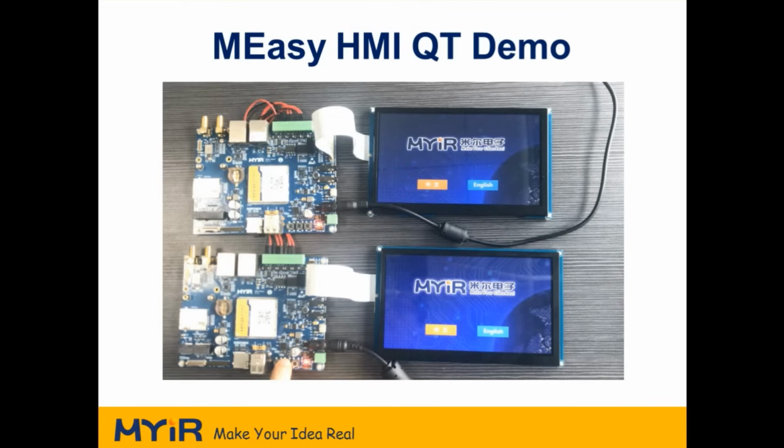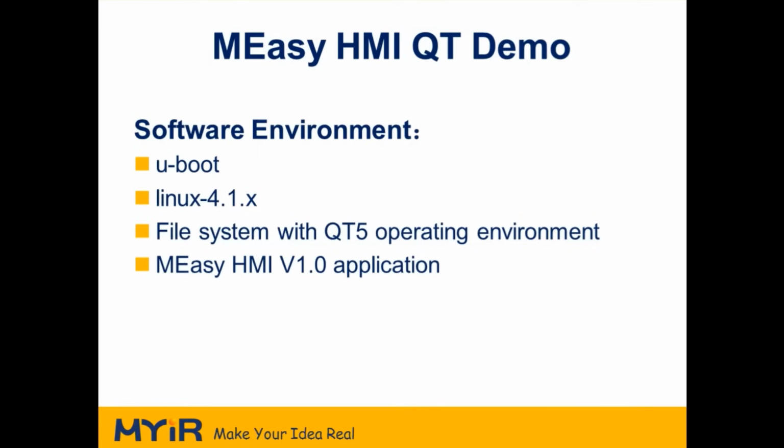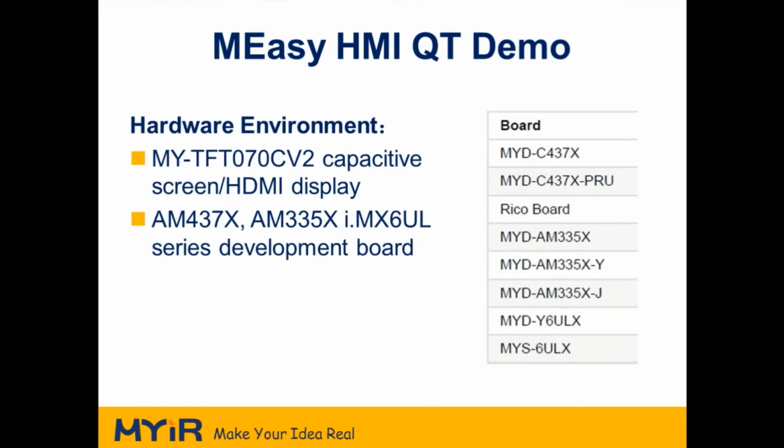Before starting the demo, let's take a look at the software and hardware environment. The software environment includes U-Boot, Linux 4.1.x, file system with Qt5 operating environment, and MEasy HMI V1.0 application. This software has been programmed into the corresponding development boards. The hardware environment mainly includes screen and development board. On the right side of the screen, you can see the development board series this demo may apply to.